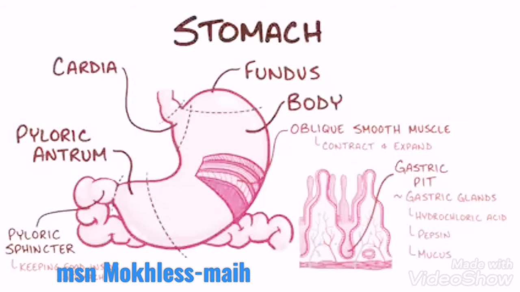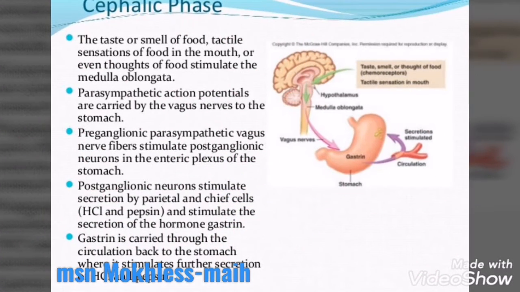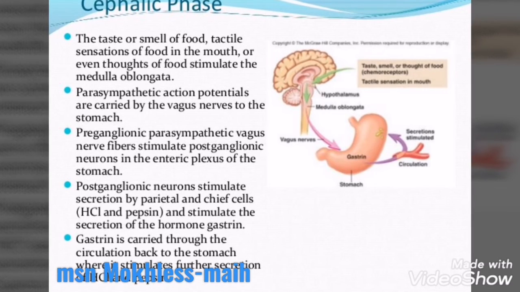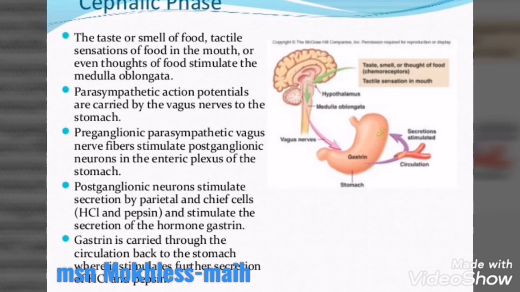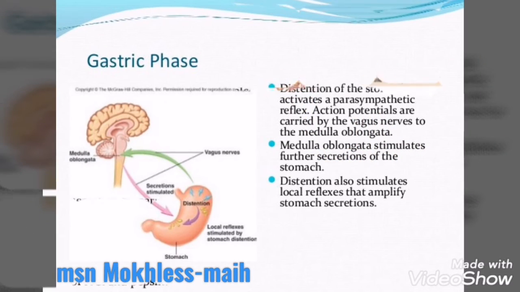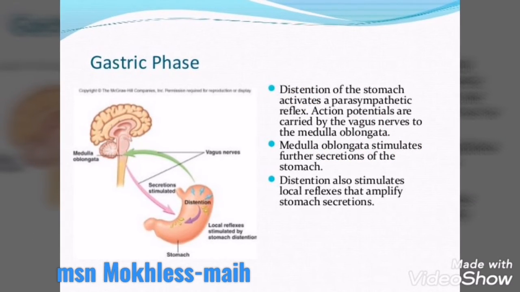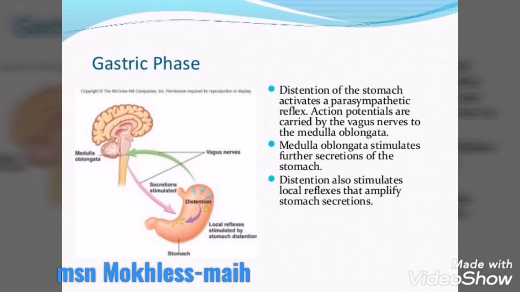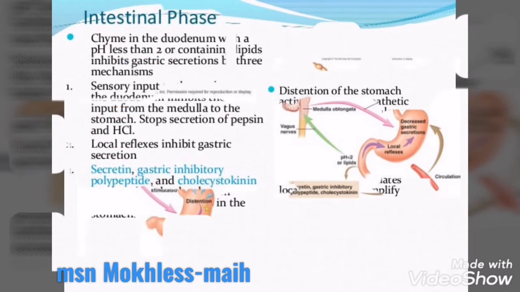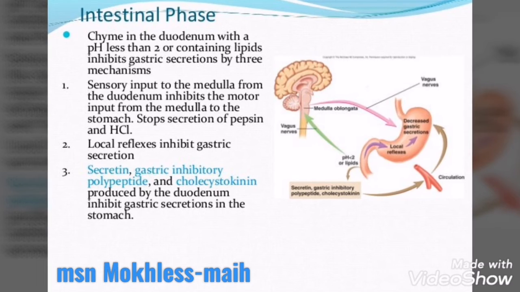It has a layer for absorption of the nutrition. This is very important. The gastric phase and intestinal phase are very important.